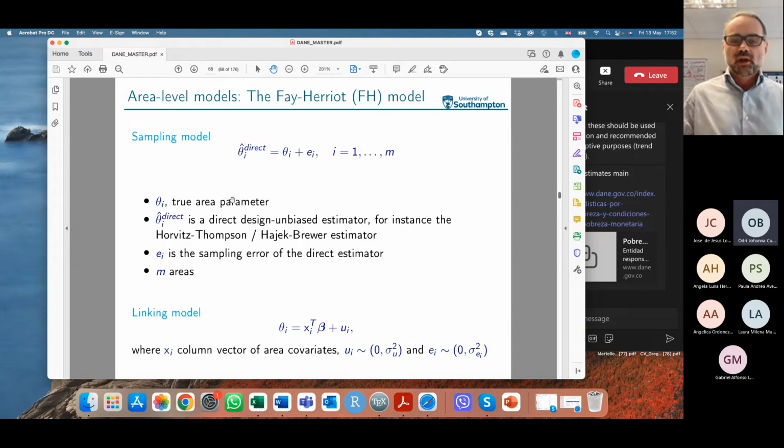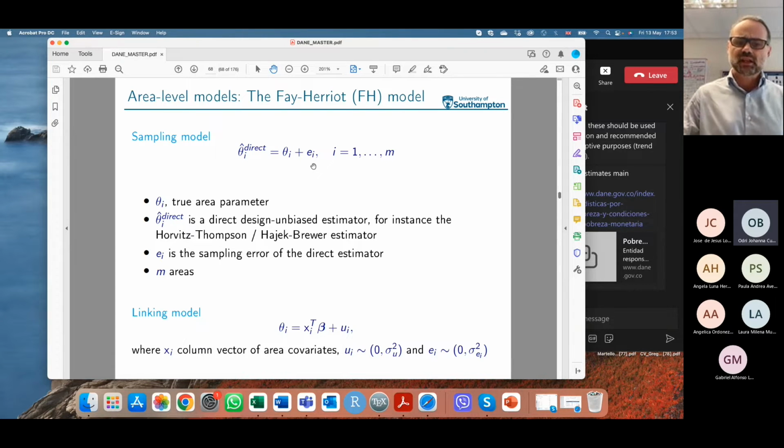So what you say is, what I estimate from my sample using a direct estimator is equal to the truth plus an error term. Okay, and the error term basically is the sampling error of the direct estimator. And Angela, just at the end of the last session, gave you different ways to estimate both the direct estimates, the point estimates, but also the sampling errors. So you can estimate the variance of the direct estimates, and that will give you a handle on that sampling error. On top of that, there is something else called the linking model.